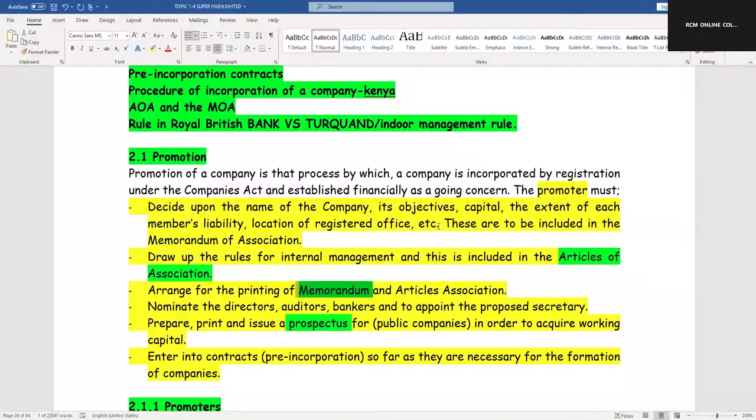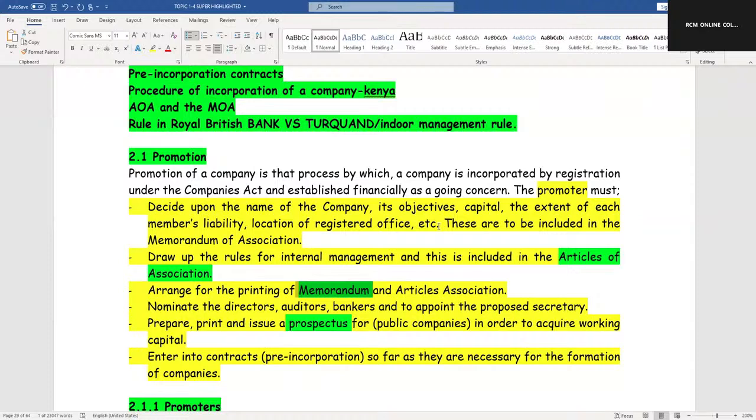Remember, we said a company should have what we call a residence. This residence is normally determined by indicating, on the formation of the company, where exactly the registered office of the company is. So these are part of the propositions he has to come up with in forming a company as a promoter. So that happens to be one of his duties.